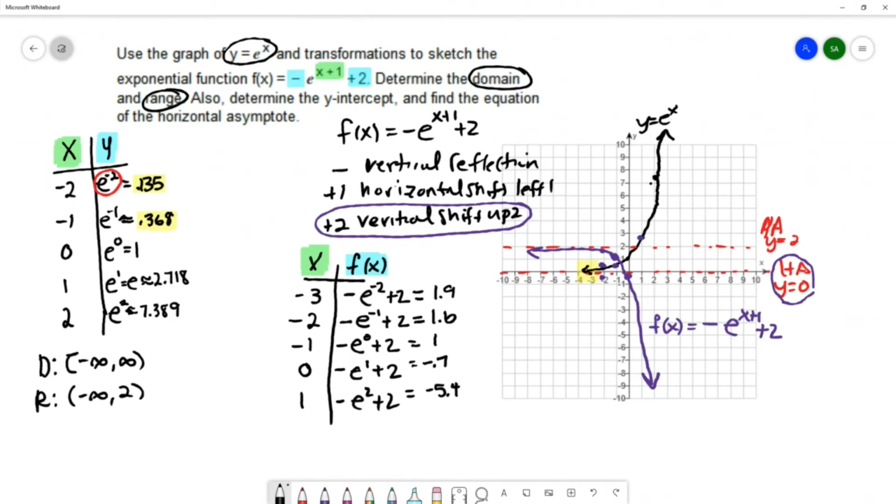We also need to determine the y-intercept as well as the horizontal asymptote. We already mentioned that the horizontal asymptote gets shifted to y equals 2. And in this table that we have here, we already have the y-intercept. But if you didn't have the y-intercept, you would substitute a 0 in for x to get it. So we have the y-intercept being 0 and negative 0.7.